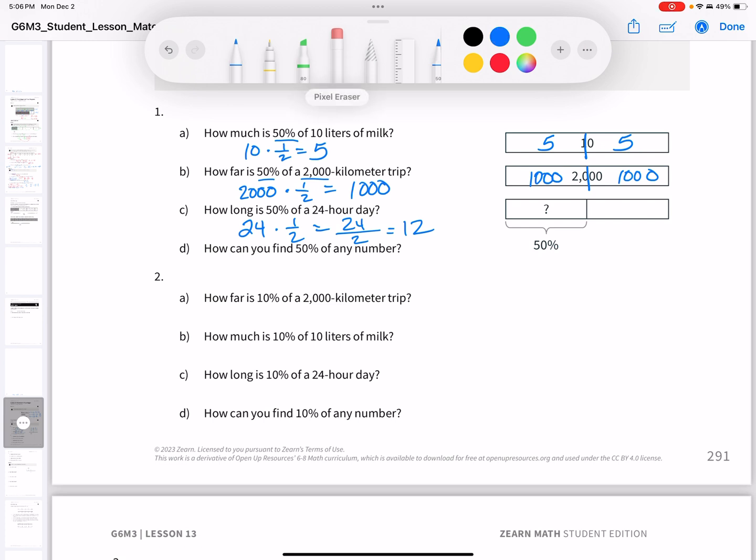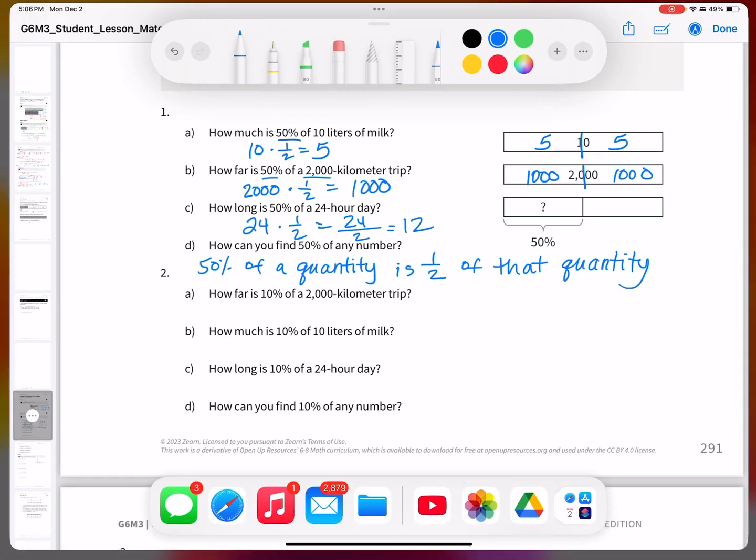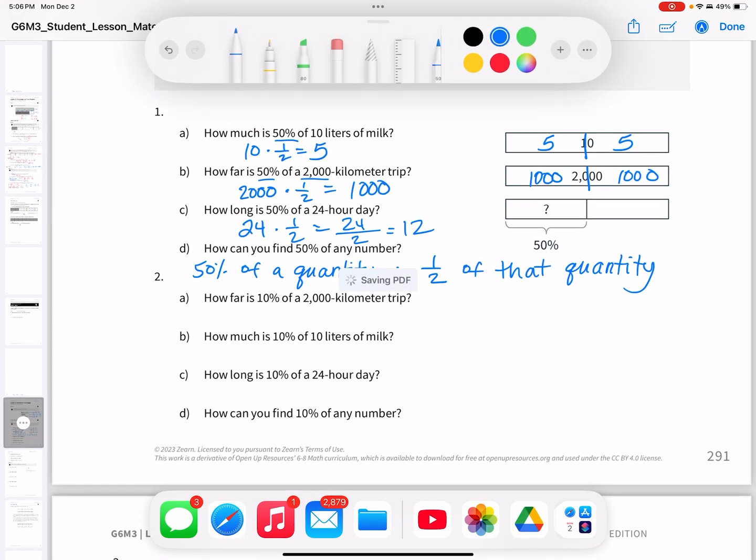So how can you find 50% of any number? Well, 50% of a quantity is half of that quantity. So if I ask you what's 50% of 20, you're going to tell me it's 10. Alrighty.